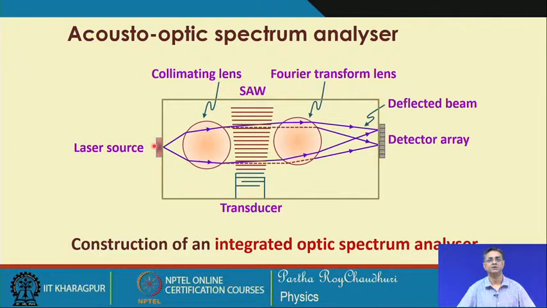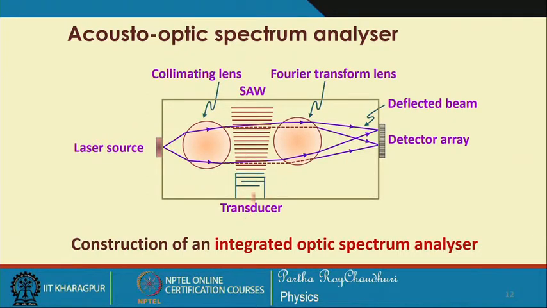You have a laser source and a collimating lens, which will make the optical beam approximately parallel, and then there are surface acoustic waves, which are generated by a piezo transducer. Then the optical beam will pass through these surface acoustic waves, and again there will be a Fourier transforming lens, which will collect the beam at the detector array. The deflected beam will be collected at the detector array. So, depending on the frequency components of the acoustic wave, they will be collected at different points on the detector array.